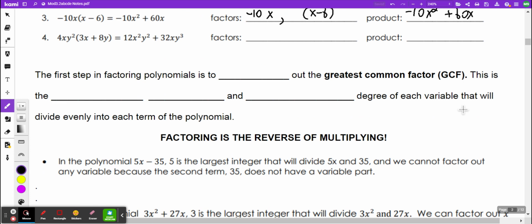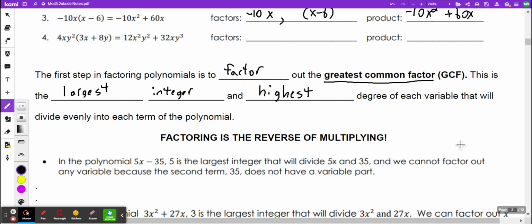So the first step in factoring is to factor out the greatest common factor. That's important. And if you don't, you'll just have to do it again. It means just a little bit of work. This is the largest integer and the highest degree of each variable that will be divided evenly into each term of the polynomial.